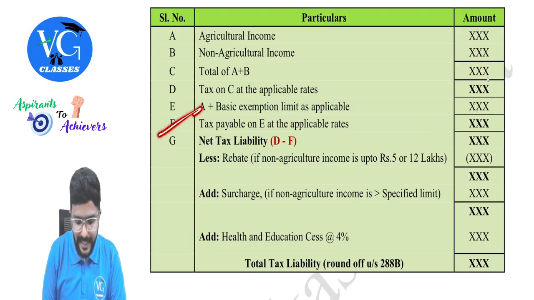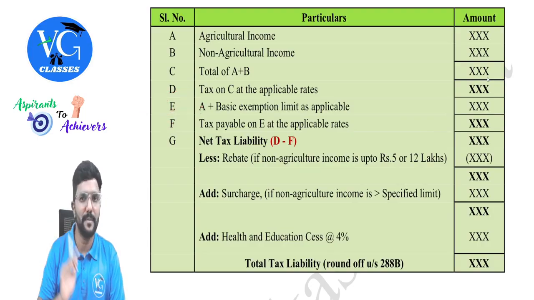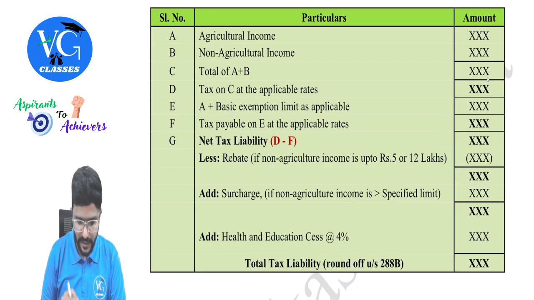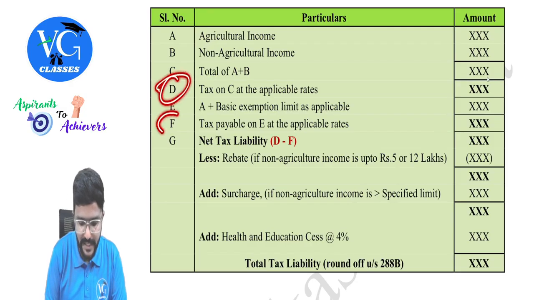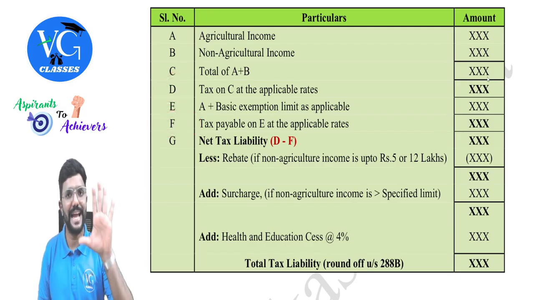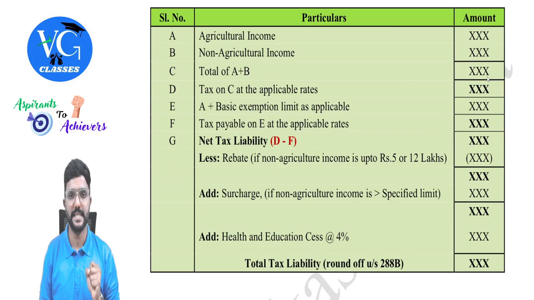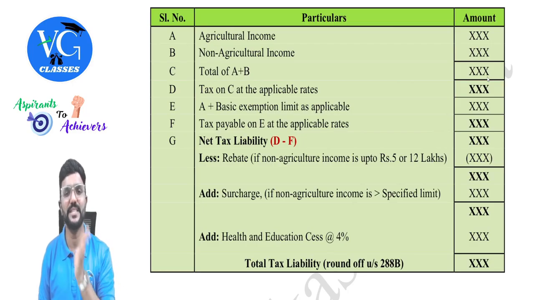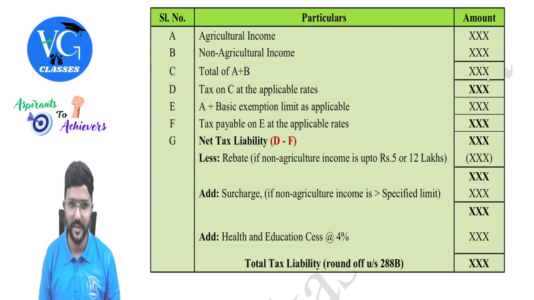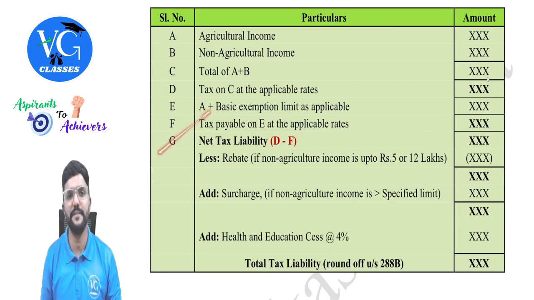Then calculate tax on E as per the rate applicable to the assessee. Then deduct one from the other. Whatever tax we have got here, from that you deduct this one. So simple. Tax on agriculture plus non-agriculture income, from that you deduct tax on agriculture income plus basic exemption limit. Got it? You'll get the net tax liability from here on. Normal calculation will continue, guys.